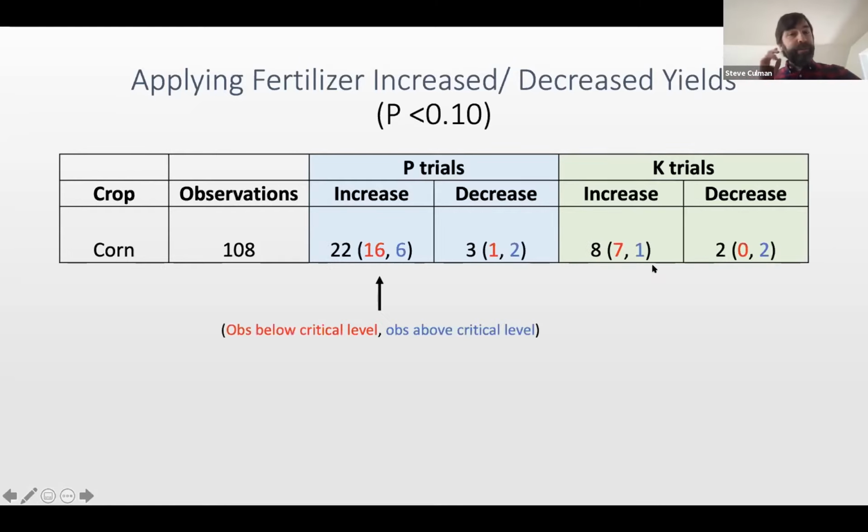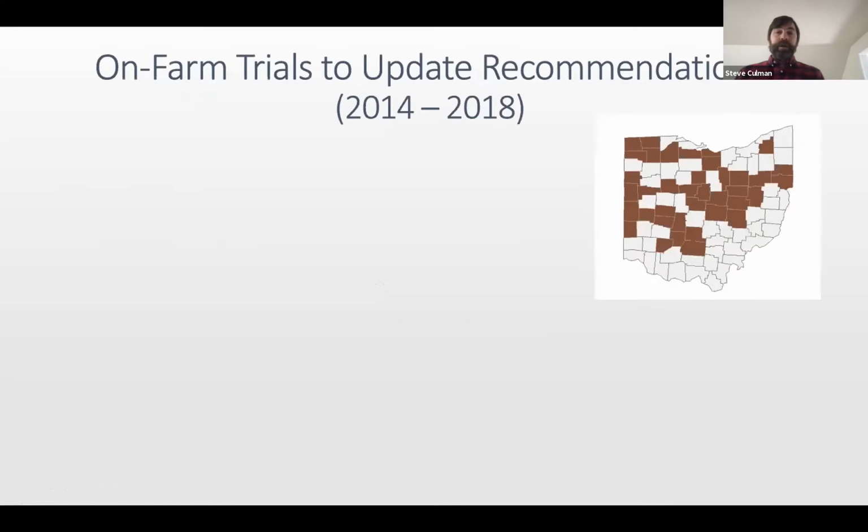And when we split those up by whether observations were below the critical level, these red pieces, or above the critical level, we can see the vast majority of the time when we saw a yield bump from fertilizer, it was when the soil test level was below the critical level, okay? Same with potassium here, 7 out of the 8 times it was when we were below that critical level, all right?